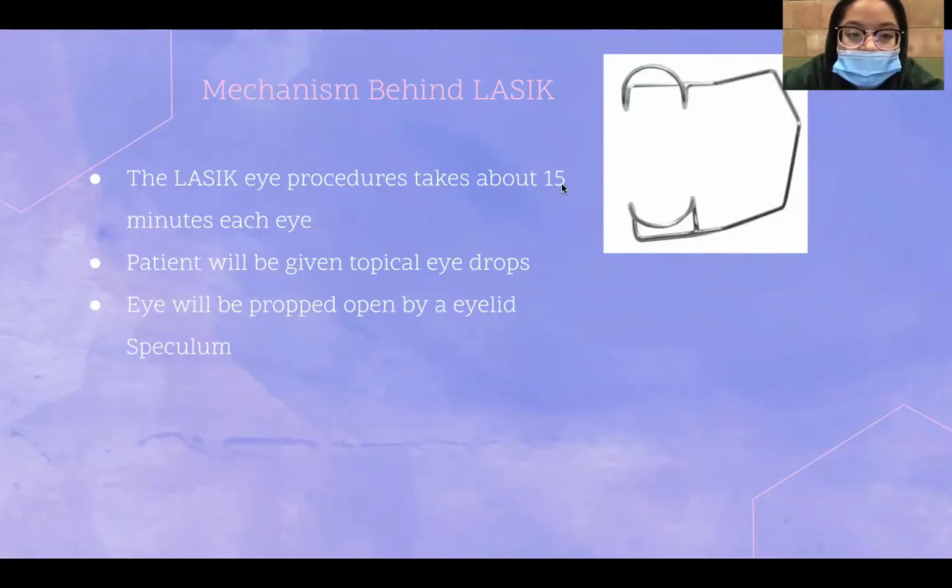So now that brings us to the mechanism behind LASIK. The LASIK procedure takes about 15 minutes each eye. Patients will be given topical eye drops that help with the uncomfortableness of the procedure. And then the eye will be propped open by an eyelid speculum. This is the device. I would show you a picture of the device in an eye, but it's really uncomfortable, so I just didn't.